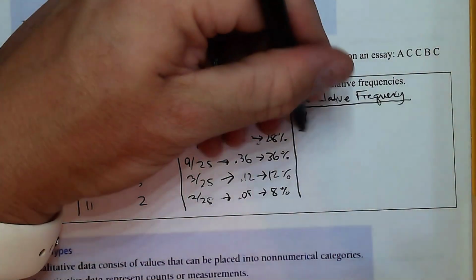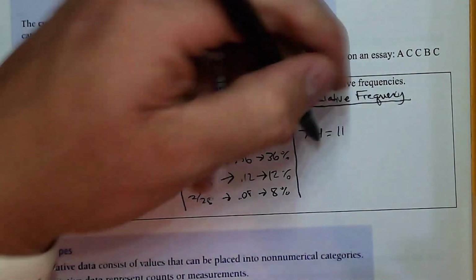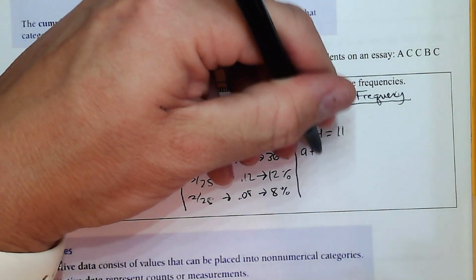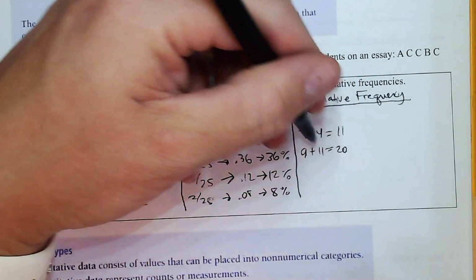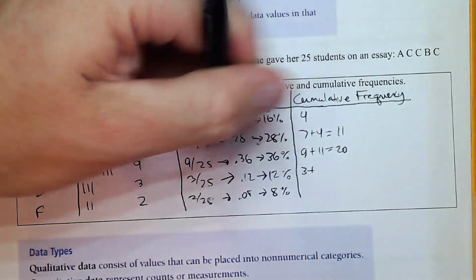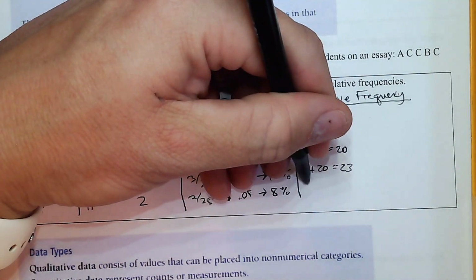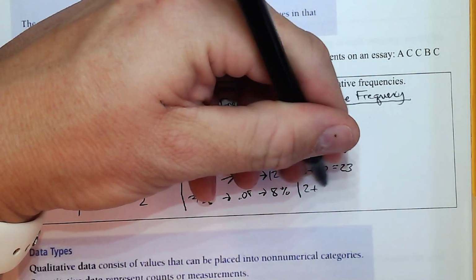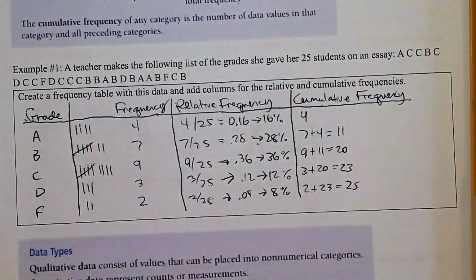So what's at this point, 7, plus what's below it, 4. So it'll be 11. The next one is what's at that point plus what's below it: 9 in this group plus the 11 before it, 20. So I'm kind of keeping a running total. Next one's 3 in that category plus 20 below it, so 23. The next one, we have 2 in there plus the 23 before it, and so that'd be 25. That would be your last number. The cumulative frequency should be the total number that you have for your sample.